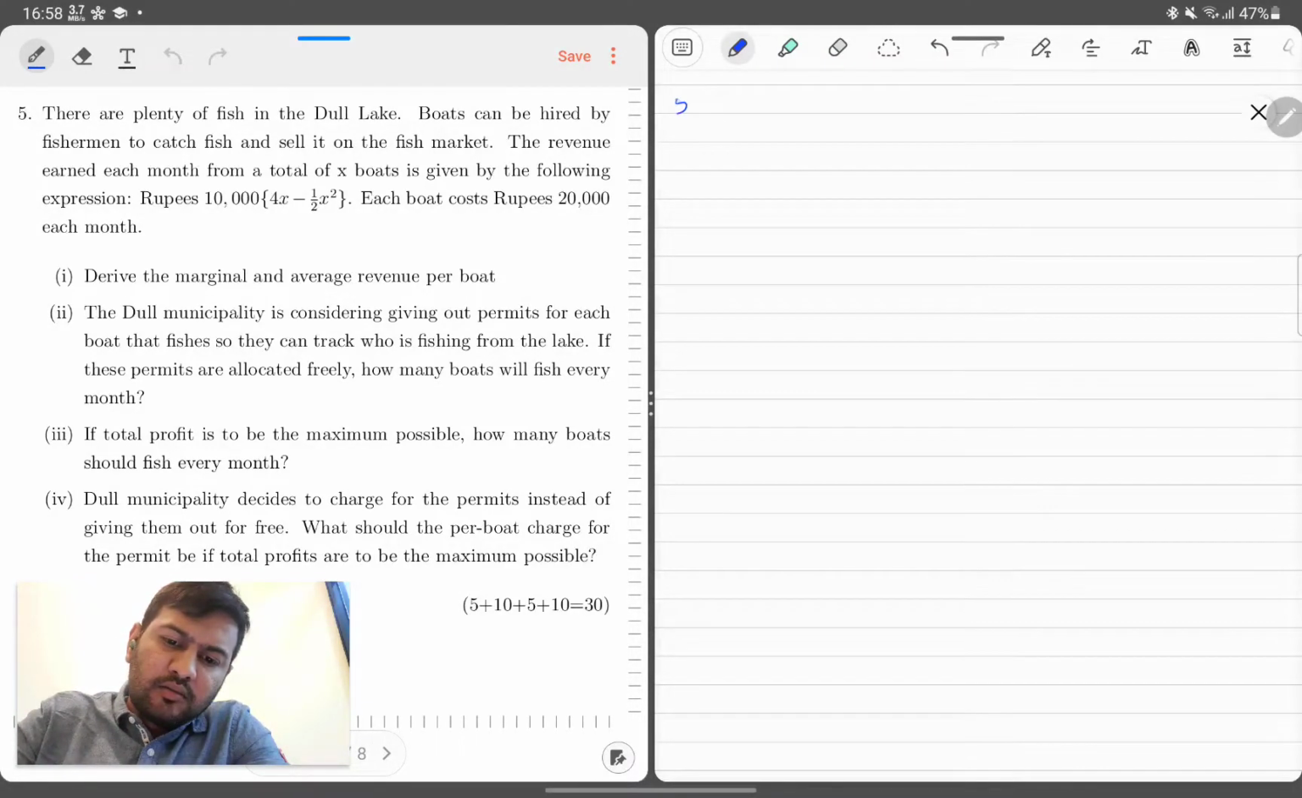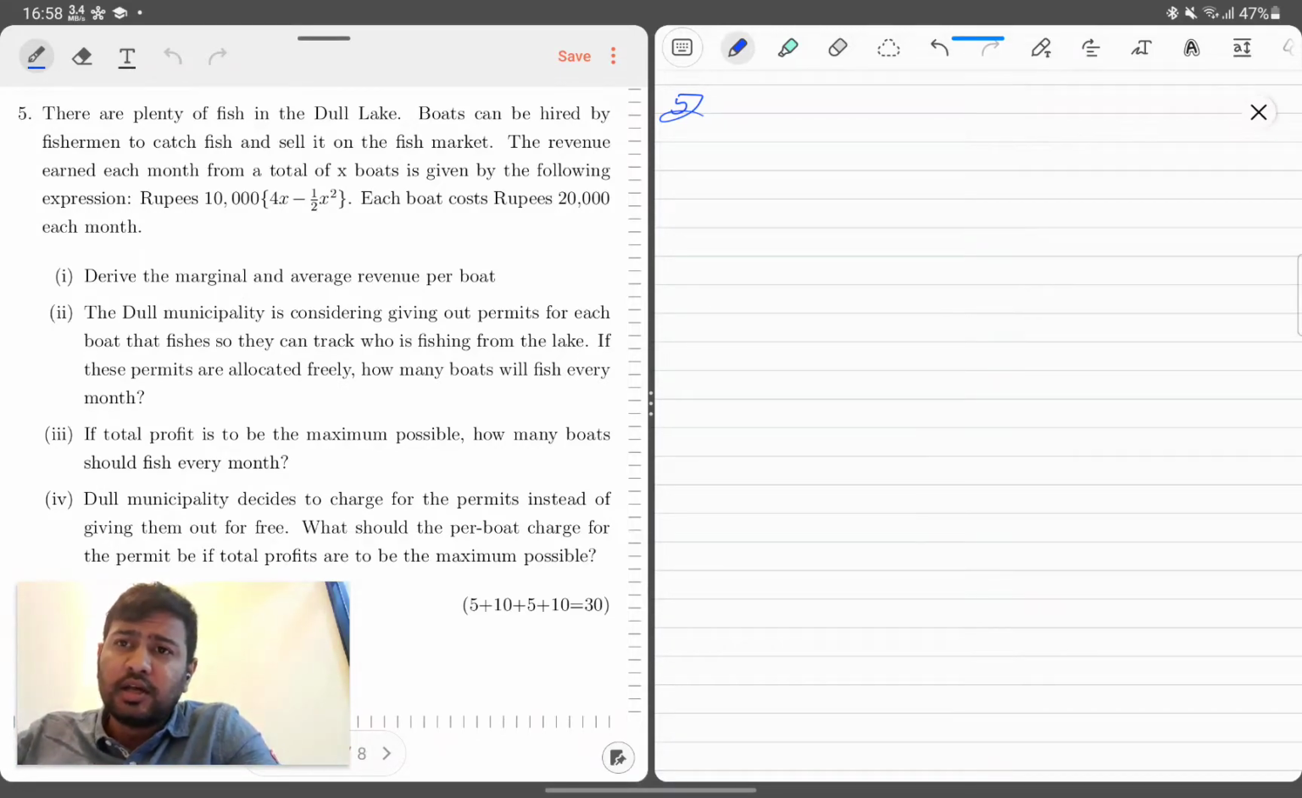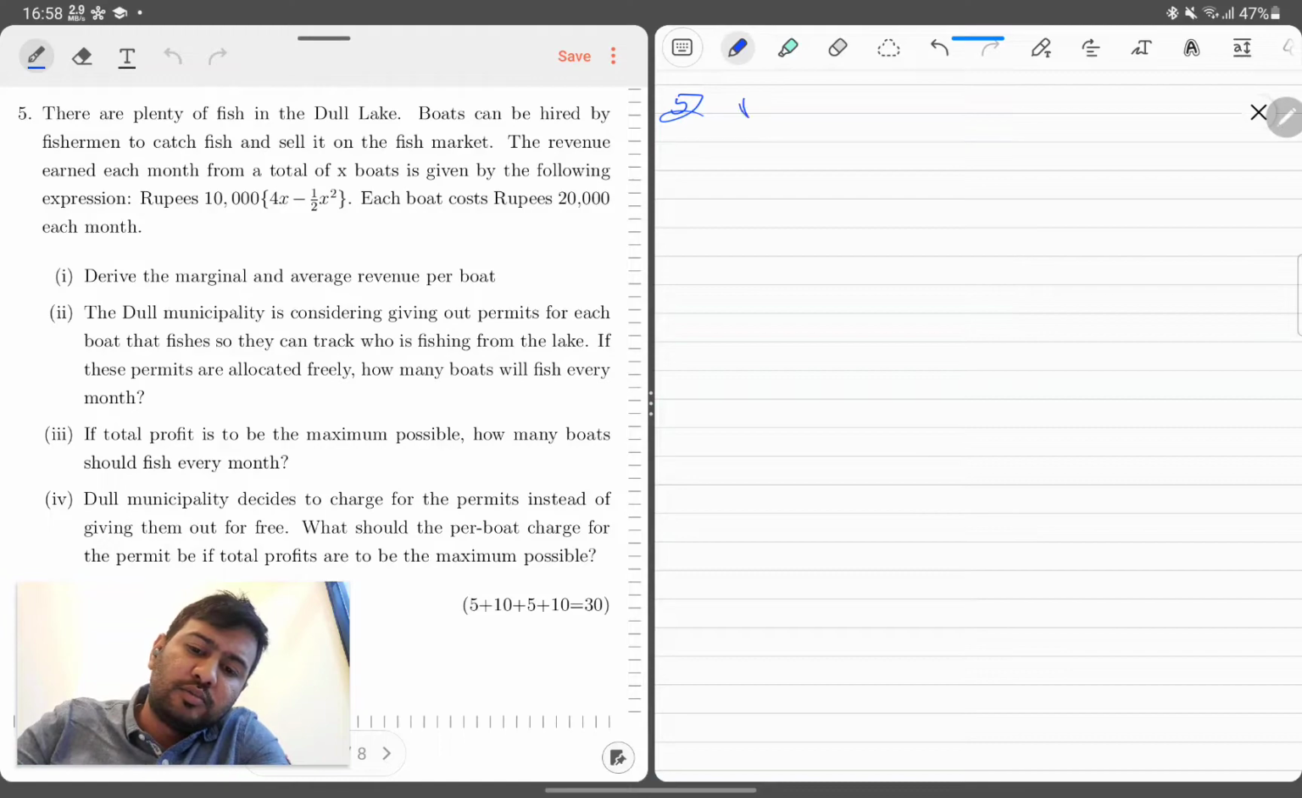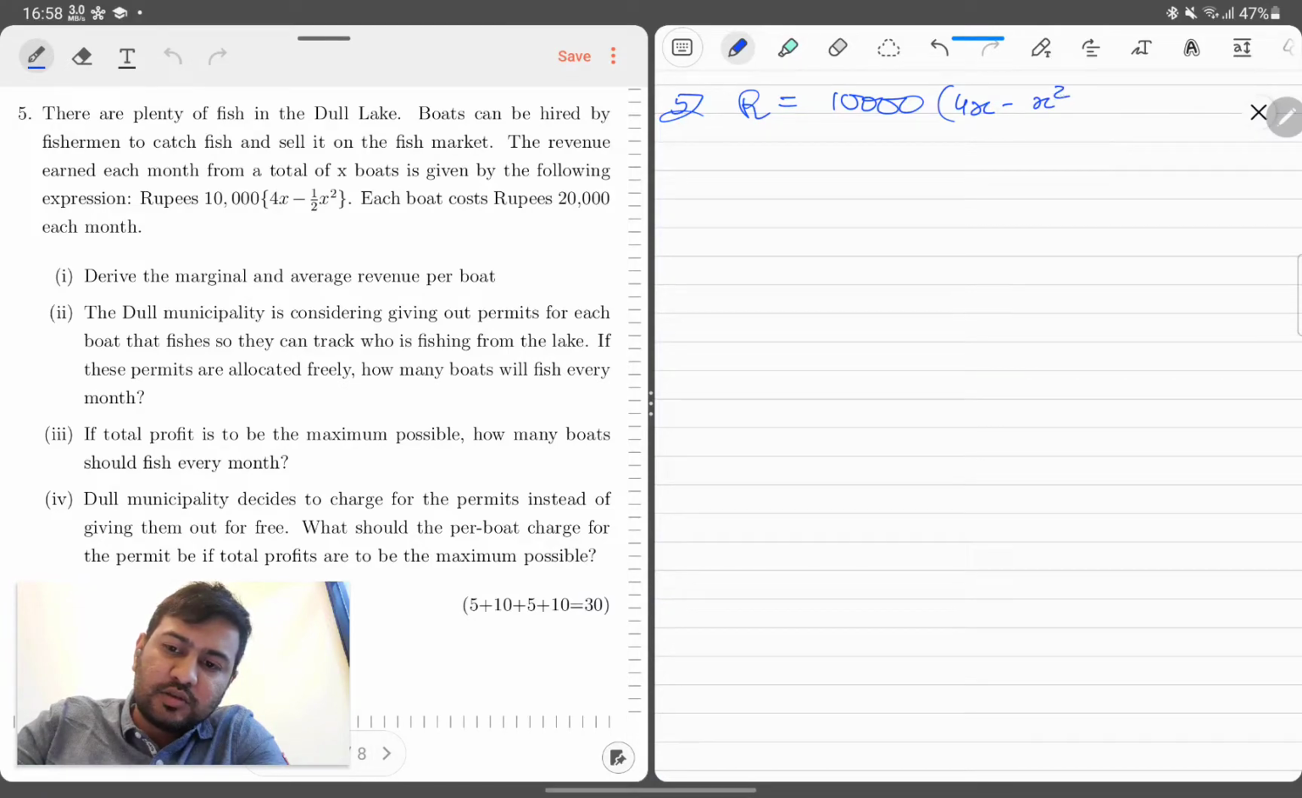Question number 5, we have been given a question about a lake which has some fisheries, and the revenue from the fishery function is 10,000 times (4x minus x squared by 2).